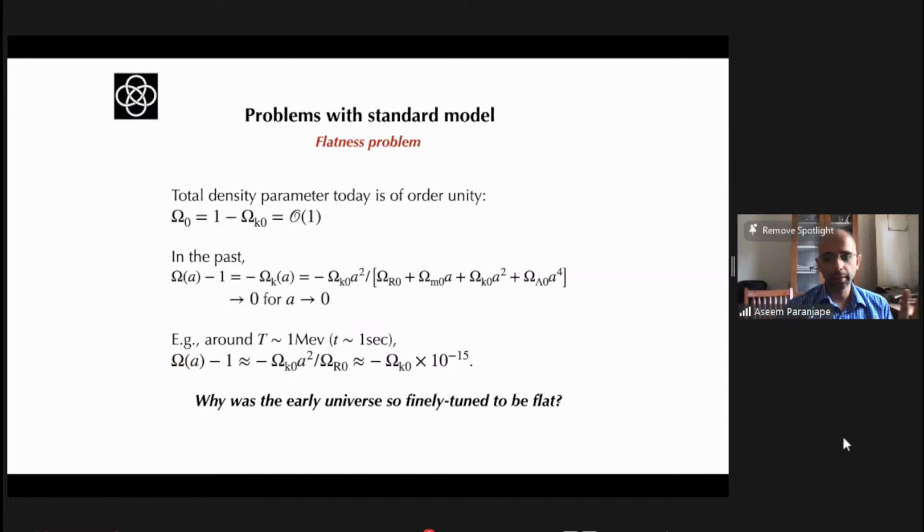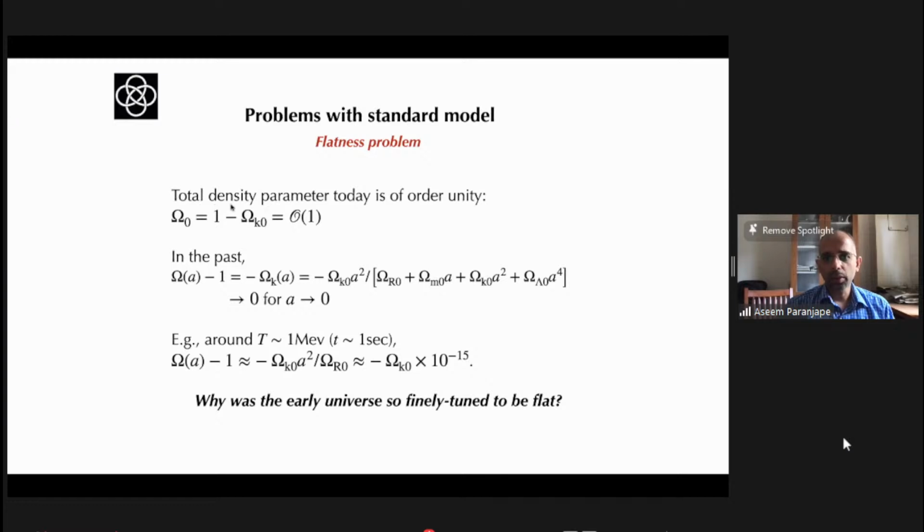With this recap, let us discuss what the standard model fails to do. There are a couple of things which are problematic in the standard model. These are historically known since the 80s or so. The first one is not such a big problem, but it has been discussed quite a lot in the literature, so I will spend some time on it. It is called the flatness problem. Here the issue is the following.